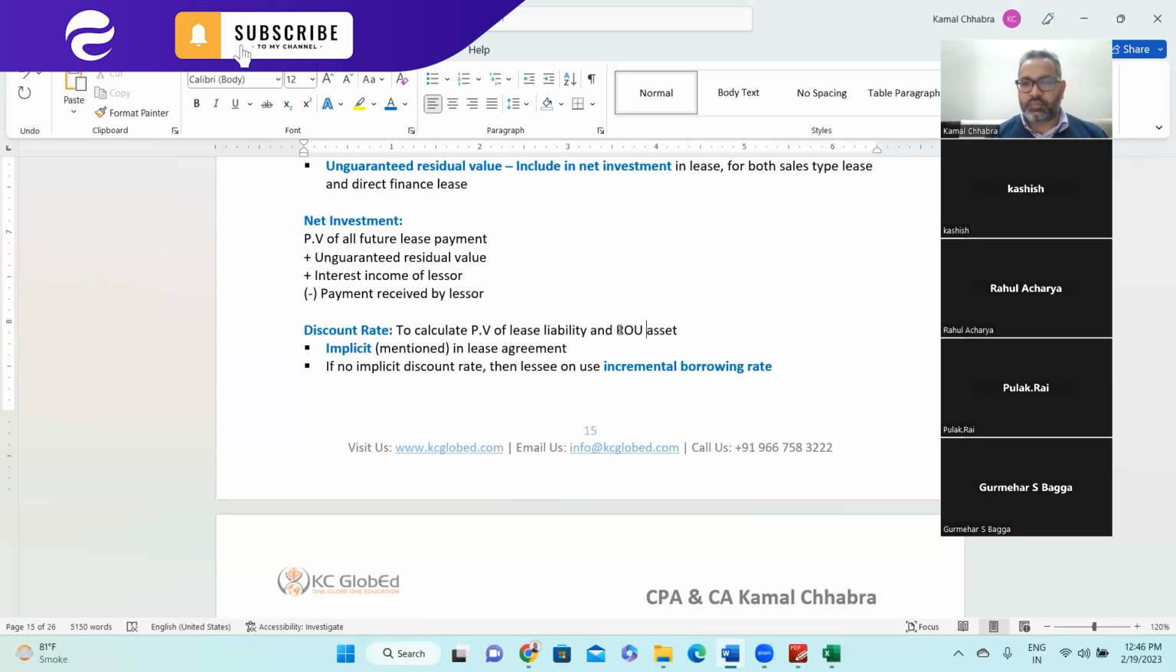But in that case, shouldn't it be a case of sale purchase instead of a lease arrangement? No, we are not purchasing. I'm just saying what interest rate you need to consider for discounting.